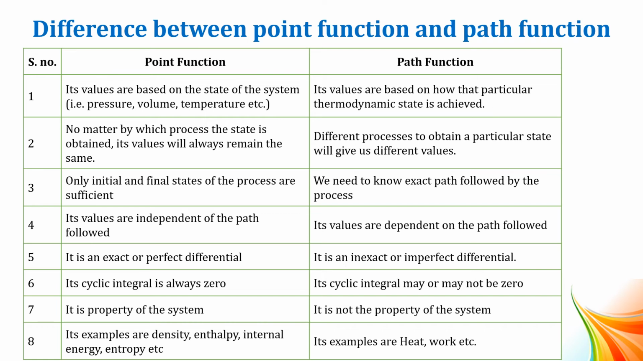In a point function, its cyclic integral is always 0. In a path function, its cyclic integral may or may not be 0. A point function is a property of the system. A path function is not a property of the system. The examples of point functions are density, enthalpy, internal energy, and entropy. Examples of path functions are heat transfer, work transfer, etc.